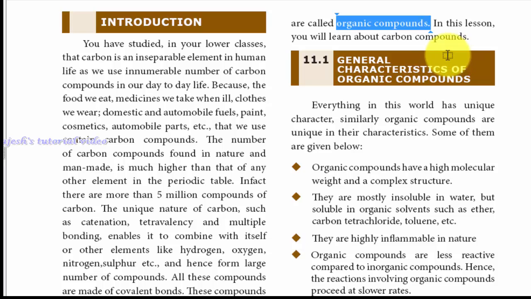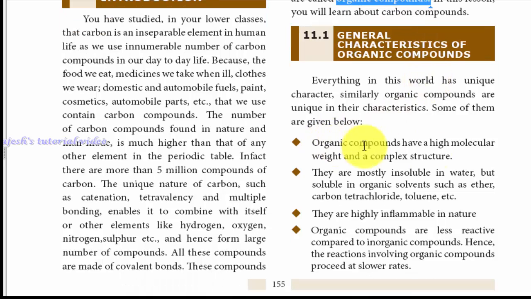Organic compounds have certain features unique to themselves. That is, organic compounds all have a complex structure. They have high molecular weight. They are mostly insoluble in water, but they are soluble in organic solvents like ether, carbon tetrachloride, toluene, etc. They are highly inflammable in nature, and organic compounds are less reactive, so the reactions take place only at a slower rate.